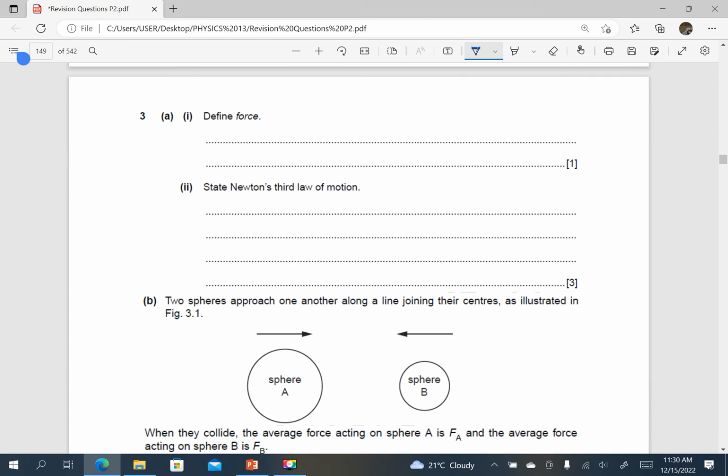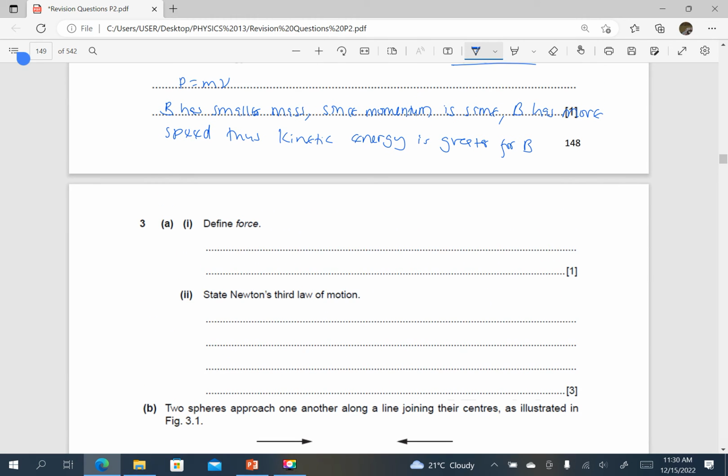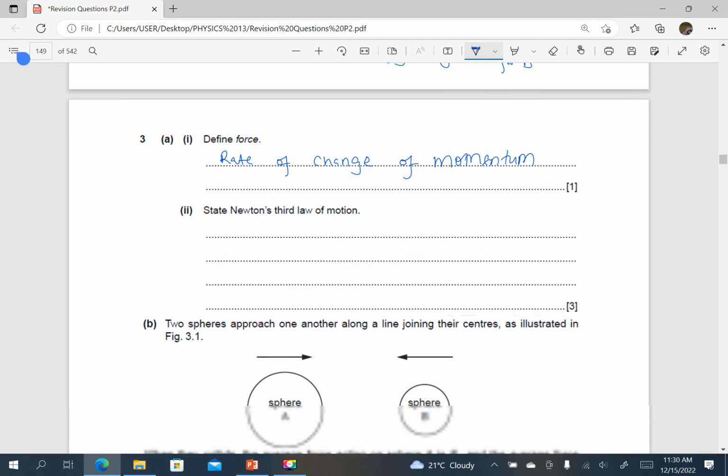Define force. At this point, you should be able to define force as the rate of change of momentum. At this level, you can't define force as a push or pull. So force is defined as the rate of change of momentum. Rate of change of momentum, that is force.